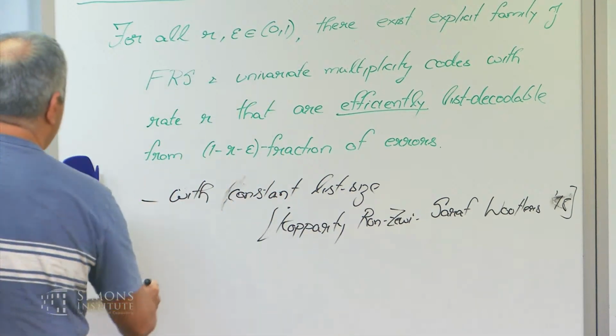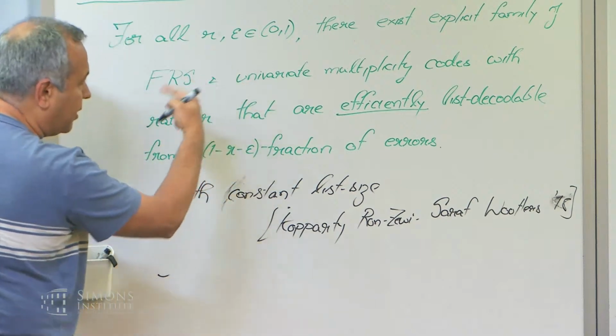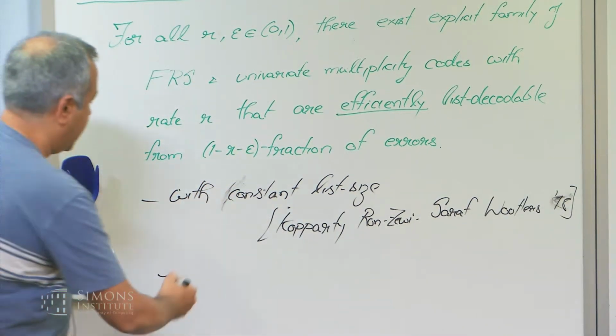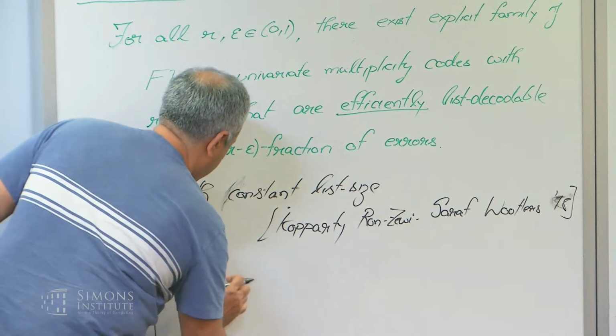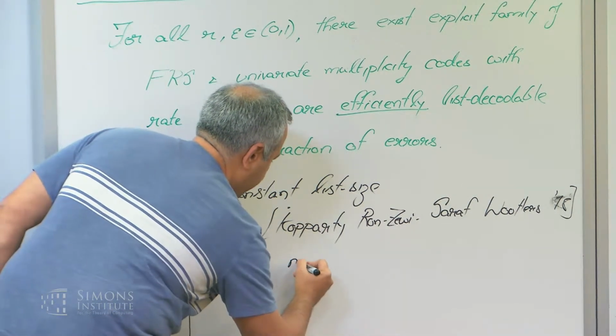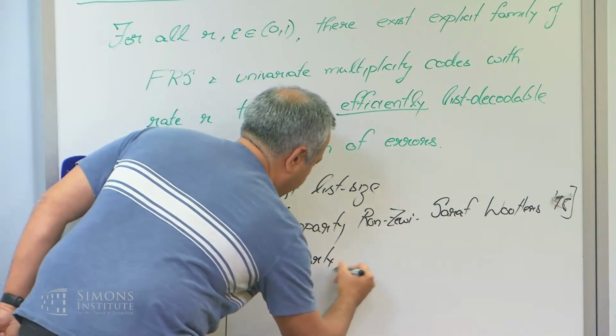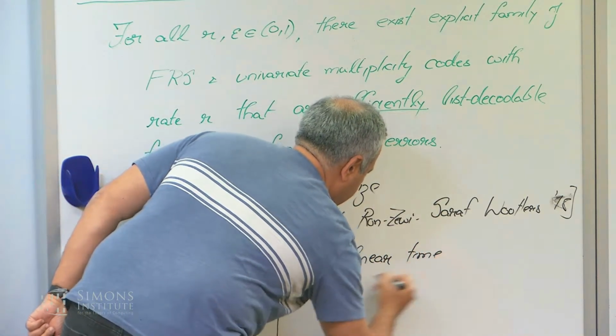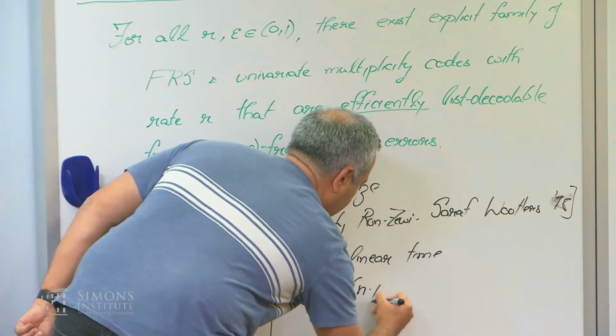And our main result is basically that we can further modify these algorithms such that they run in nearly linear time. In particular, they run in time order n polylog n.